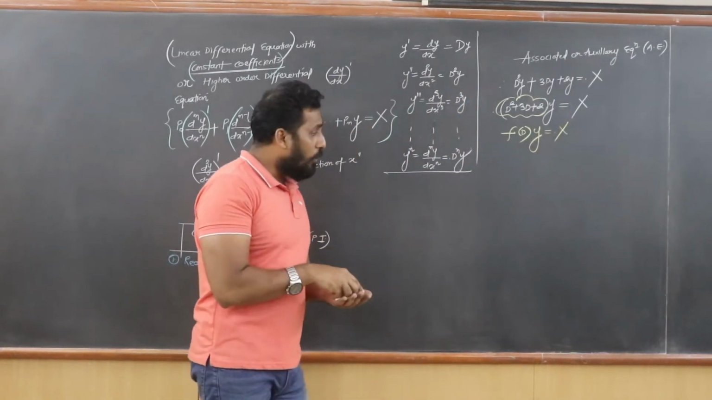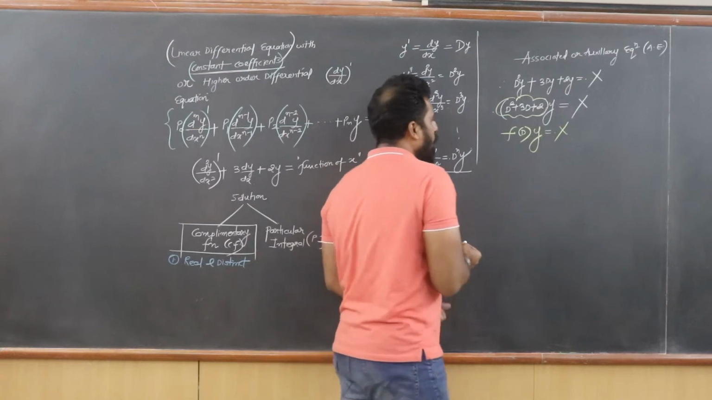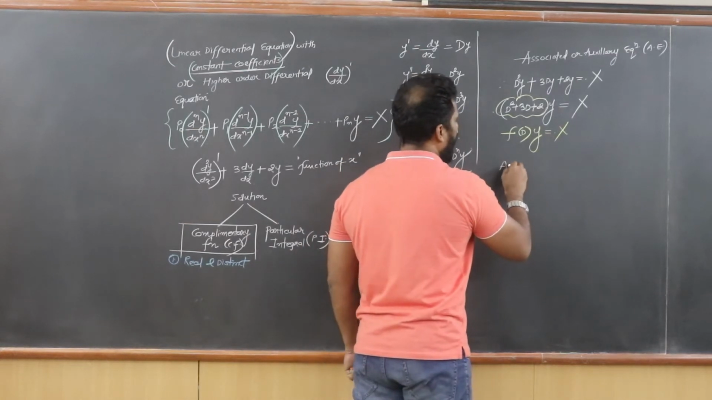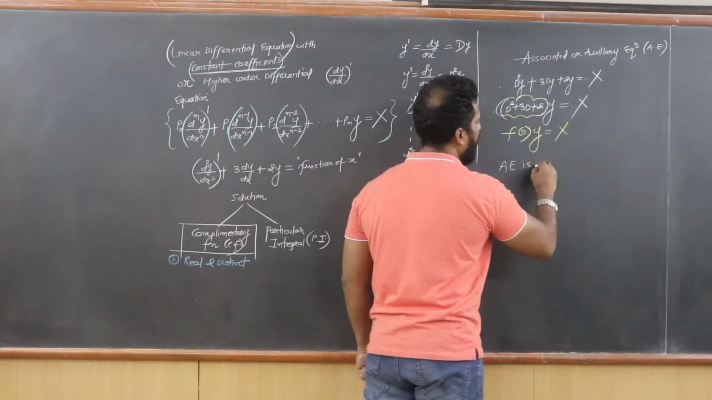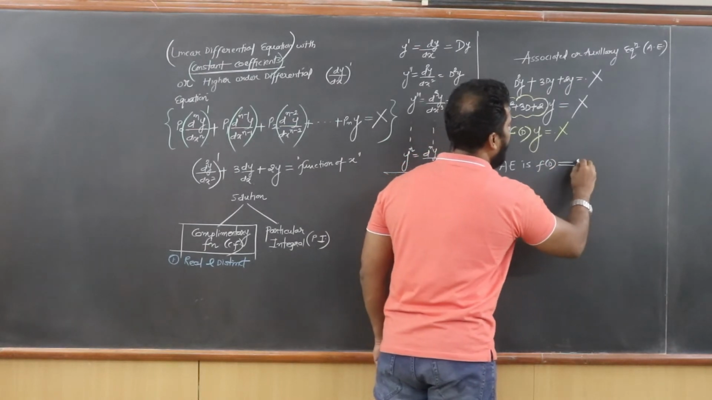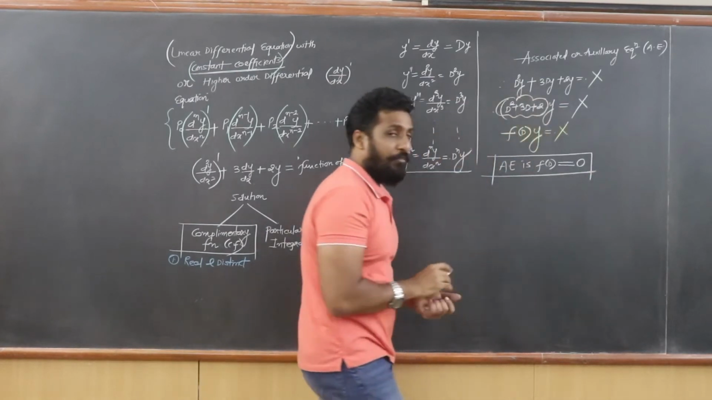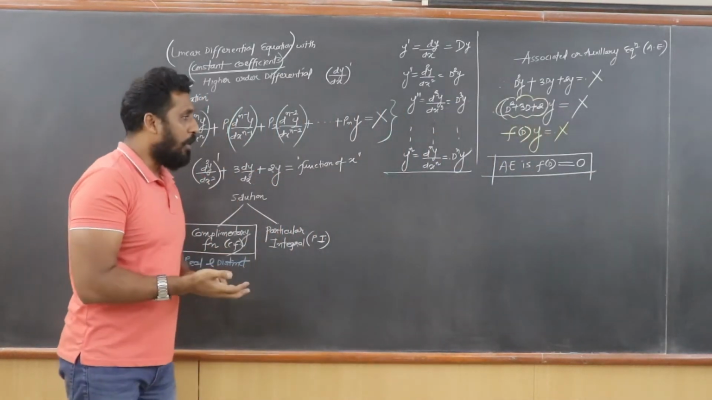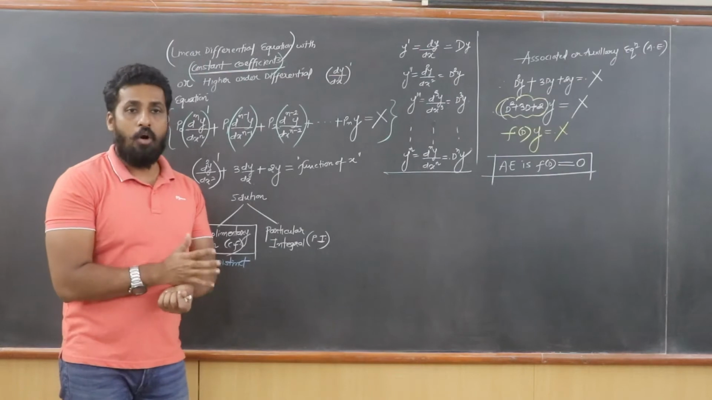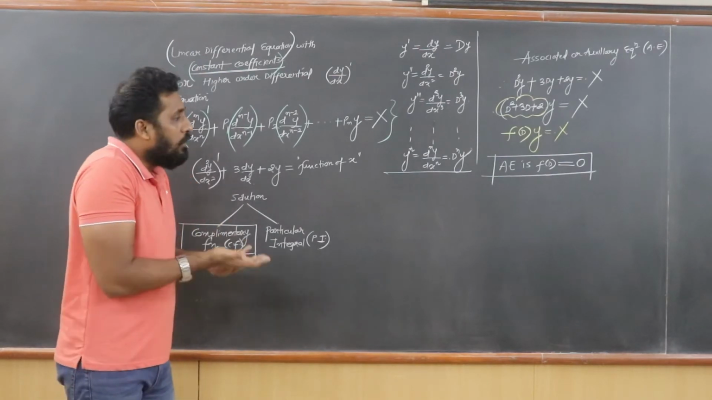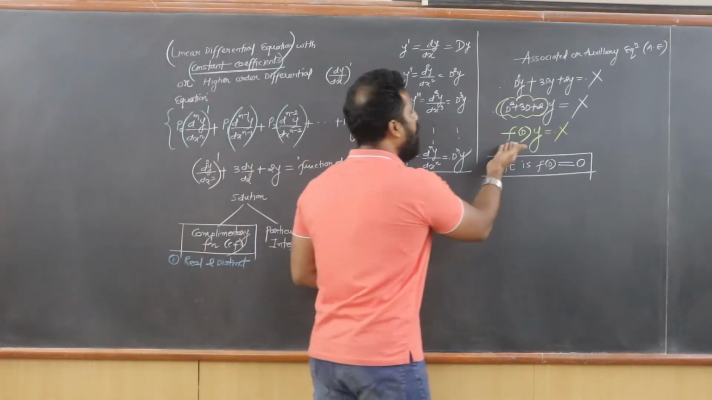So then the auxiliary equation, or the associated equation, is nothing but f of D equal to 0. Whenever you want to find the complementary function, before I get the complementary function, what comes first is the auxiliary equation, or the associated equation. What is the associated equation? It is nothing but a function of D.